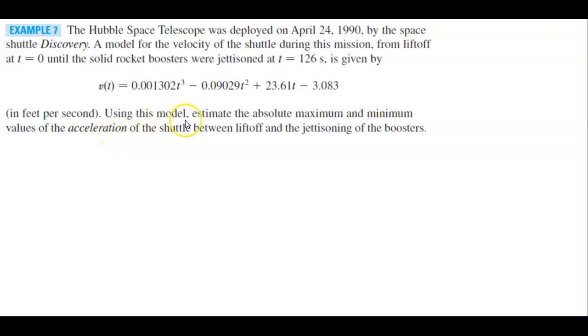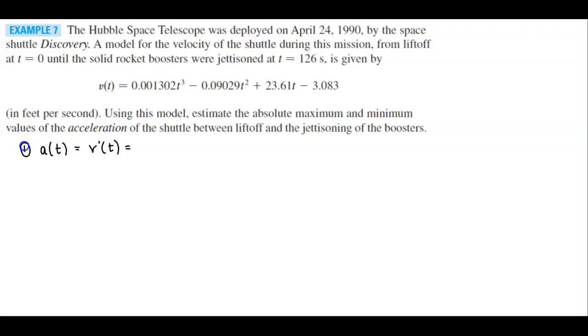We want to use this model and estimate the absolute maximum and minimum values of the acceleration of the shuttle between liftoff and the jettisoning of the boosters. So what we need to do is find the derivative of the velocity. That means we're looking for the acceleration function. So the acceleration function is going to equal the derivative of the velocity function.